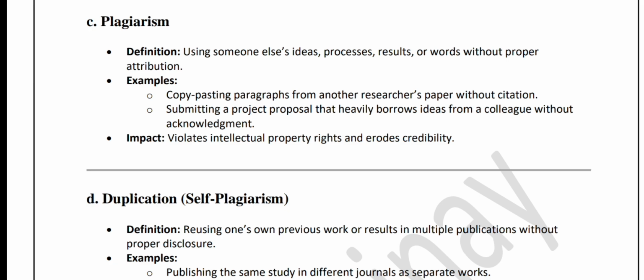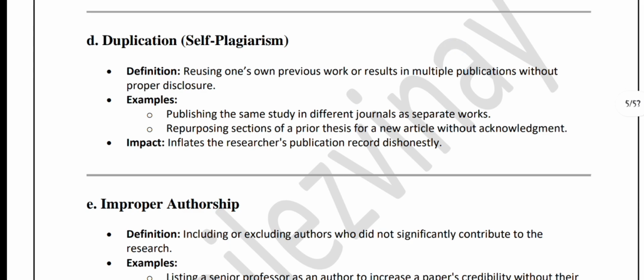Impacts: it violates intellectual property rights and erodes credibility. It impacts intellectual property because there are property rights, and if misconduct happens, there are rights and rules that it will impact. So next, duplication, or self-plagiarism. Definition: reusing one's previous work or results in multiple publications without proper disclosure.